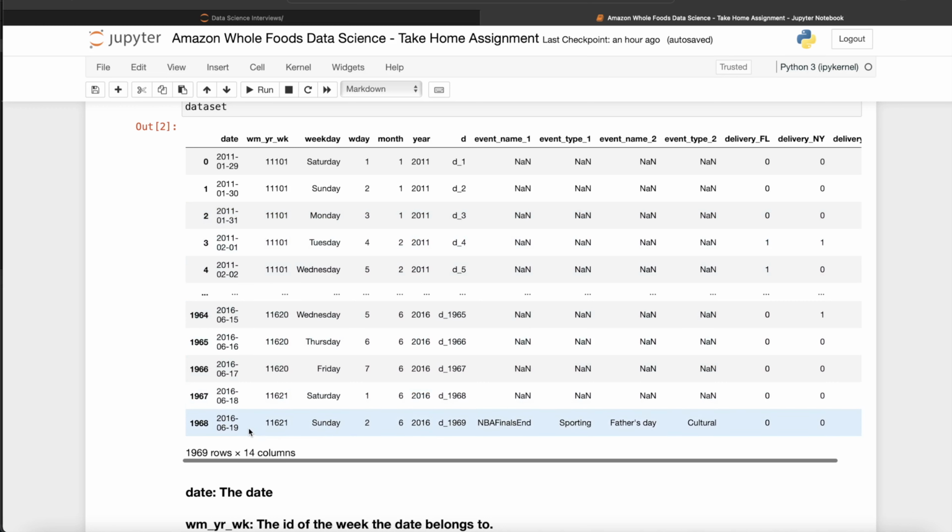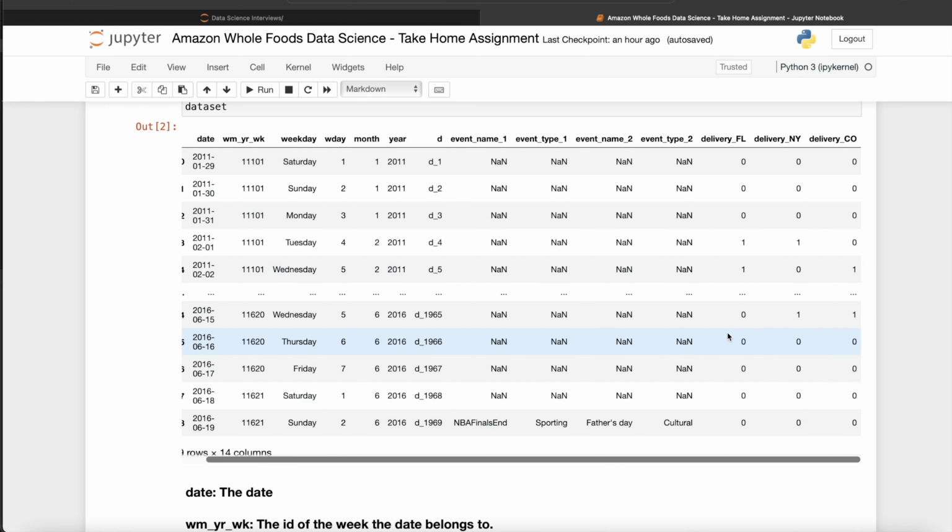So for example, 19th of June 2016 was NBA finals, and obviously NBA is a basketball tournament, so it was a sporting event. Father's Day is a cultural event. So on the same day it was Father's Day as well as NBA finals. This is what these four columns are trying to convey.